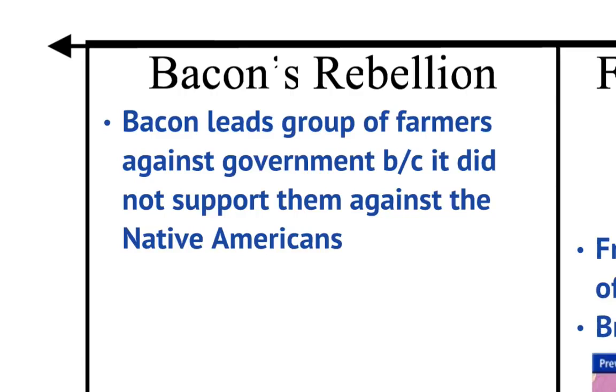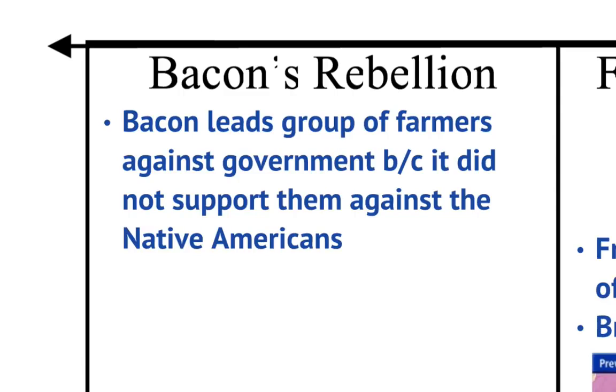So after several appeals, saying, if you don't do something, I will, and being ignored by the government, Bacon takes matters into his own hands and leads a group of farmers against the government for not supporting them against the Native Americans. What they do is essentially burn down Berkeley's house and most of Jamestown, Virginia. So I want you to remember that Bacon burns, okay? Bacon burns down most of Jamestown because he's upset that they're not supporting him against the Native Americans.